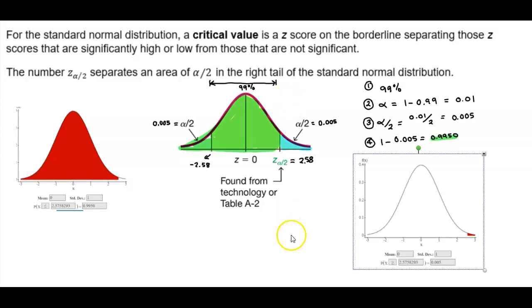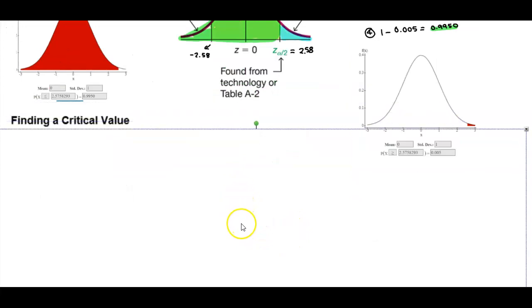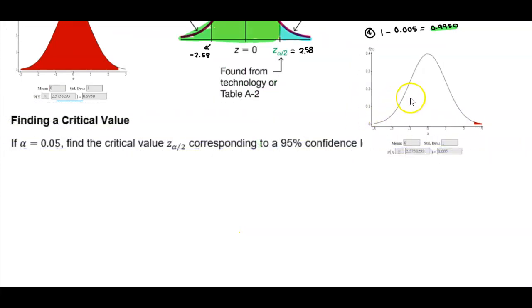Okay, so let's go down a little further here. We want to be able to find the critical value.